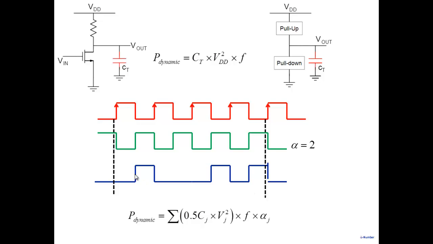In the next case, you're switching 1, 2, 3, 4, 5 times only, in a period where the number of clocks is equal to 4. So activity level is 5 by 4. Like that, for every node there would be an activity parameter, and you multiply it by the frequency of the clock, and then you look at the net capacitance at that node and the net voltage over which it is switching, and then you sum it up over all possible nodes in the circuit, and you get the total dynamic power dissipation in your device.